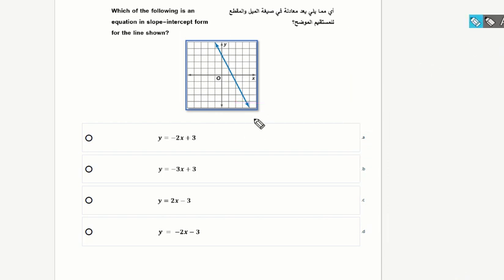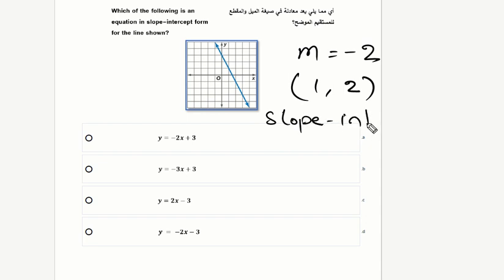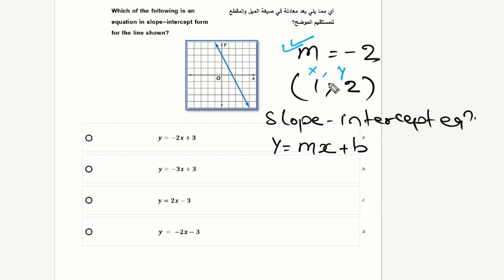Now one more way. Let's say the slope is minus 2 and a point is 1 comma 2. Now I ask you to write the slope intercept equation. Forget about the earlier information, that was extra. Try by yourself. Okay, let's do this. The slope intercept form is y equals mx plus b. m is already given, and this is x comma y. So let's rewrite: y equals negative 2x plus b.